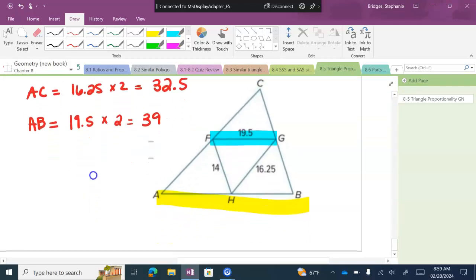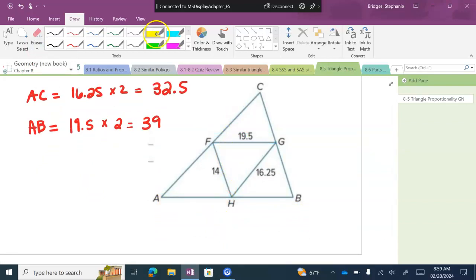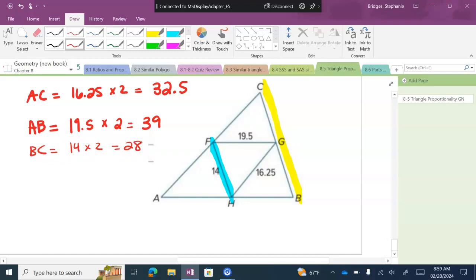And then the last segment they want us to find is BC. Okay, is BC a side or a mid-segment? Side. What is its mid-segment? Yeah, the FH, which is 14. So finish that for me. Tell me what BC is. Got 28? Everybody okay with that?